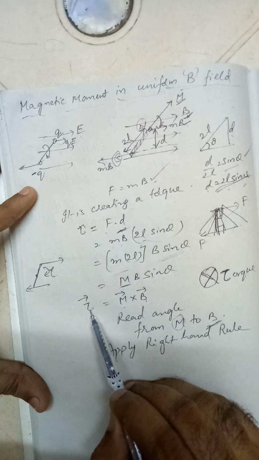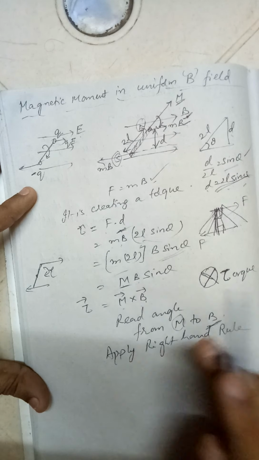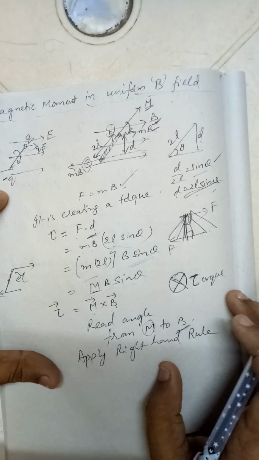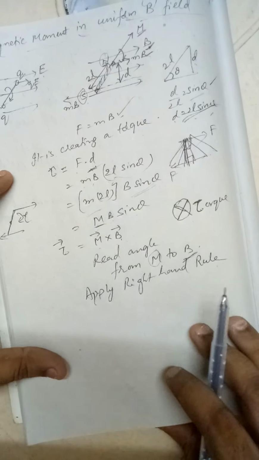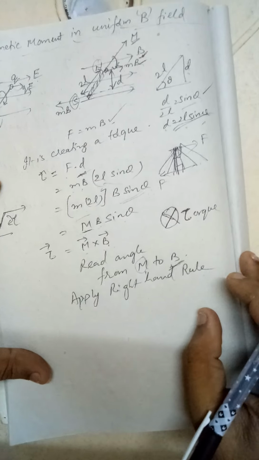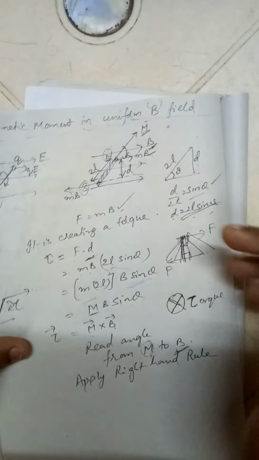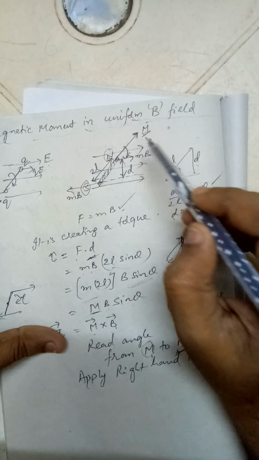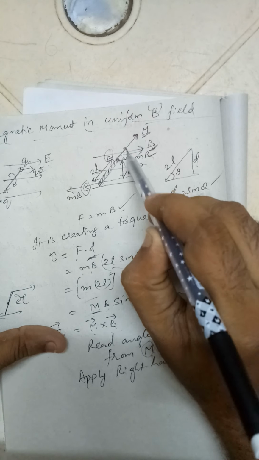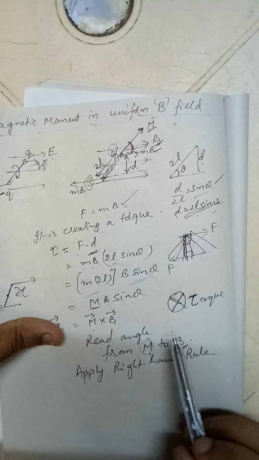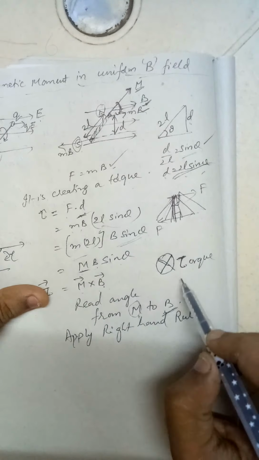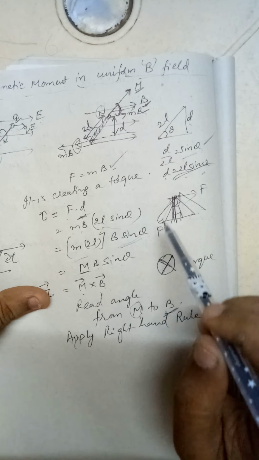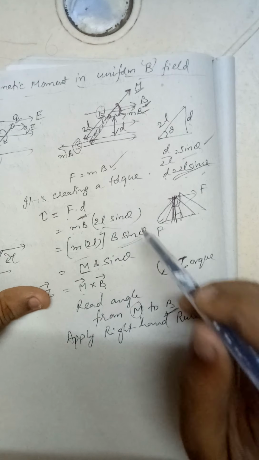So torque is a vector. It depends upon M and B. You can use the right hand thumb rule here, and you should always read the angle from M to B. What is the direction of M here? M is always from south to north. So this is my M direction, and this is my B direction. So this is my theta. If you apply the right hand thumb rule, you get a cross mark. That is, the torque direction here is penetrating the paper, going inside the paper.